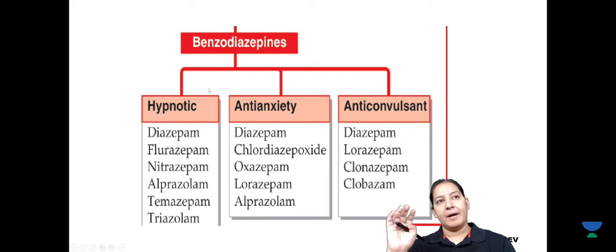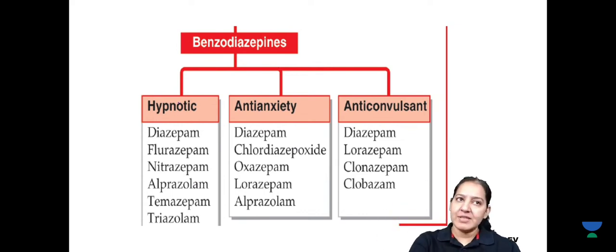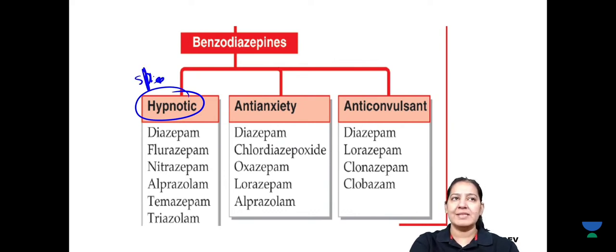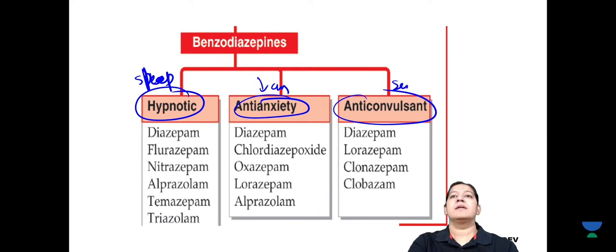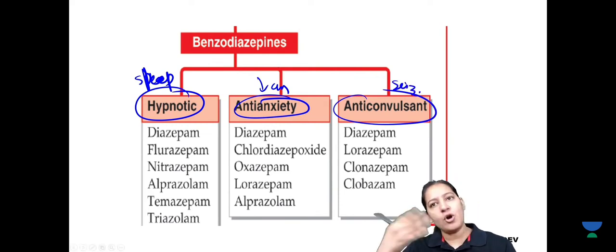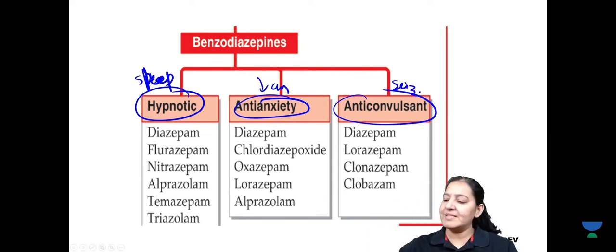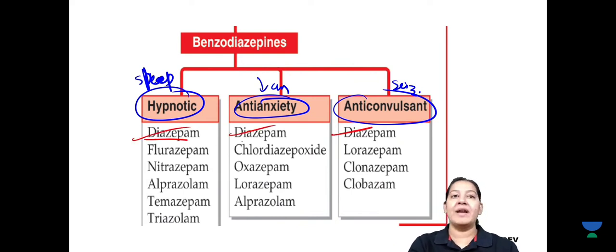Its classification is based on its action, its uses. So they are used as hypnotic for inducing sleep, right? Number one, they are used to reduce anxiety, that is anti-anxiety, not for sleep, for reducing anxiety. And they are used for seizures, that is anticonvulsant. So based on their different actions, you can see one drug is common in all of them, diazepam. Diazepam is a hypnotic, anti-anxiety, and anticonvulsant also. The other drugs are different.